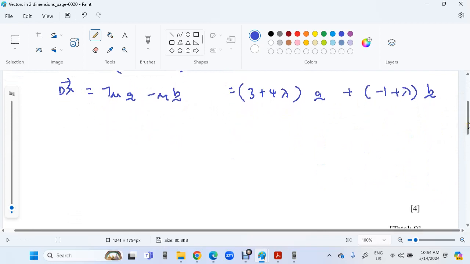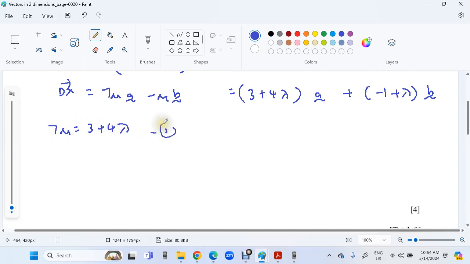So both of these are DX, so we can compare the coefficients. We have 7 mu equal to 3 plus 4 lambda. This is the first equation. Then we have negative mu equal to -1 plus lambda. So lambda is 1 minus mu. This is equation number 2.